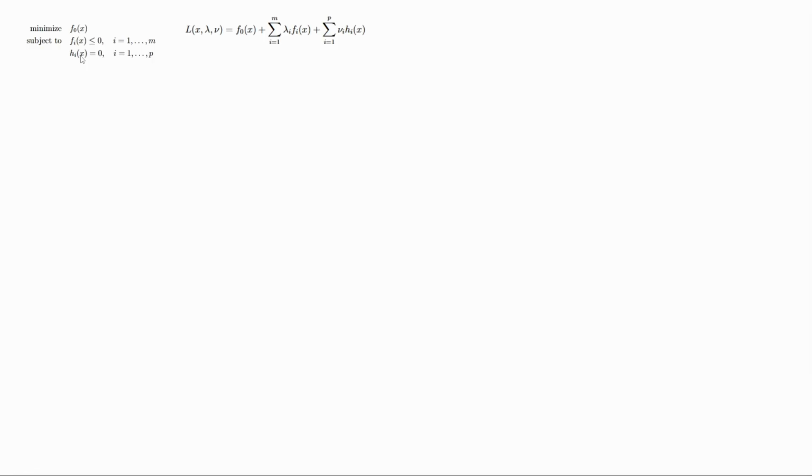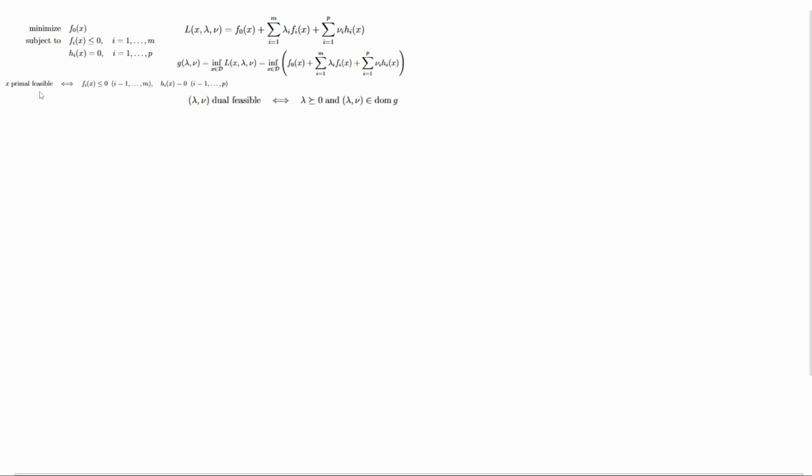And then from the Lagrangian, we built the dual function and the dual problem as follows. So here's the dual function, g of lambda, v, which is simply the infimum of the Lagrangian over all x in the domain. Now to solve the dual, we want to minimize g of lambda, v. Also, we said earlier that the problem is dual feasible, meaning we have some lambda, v pair such that lambda is greater than or equal to 0 and lambda, v is in the domain of g.